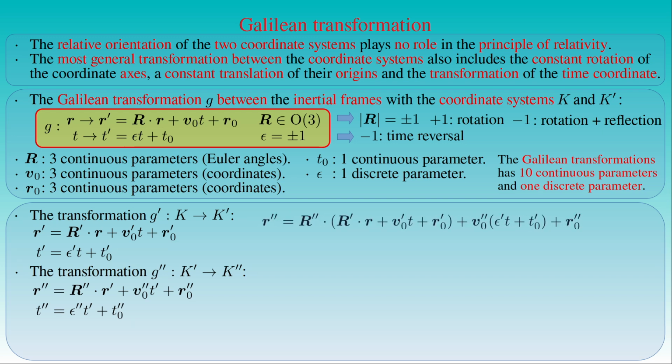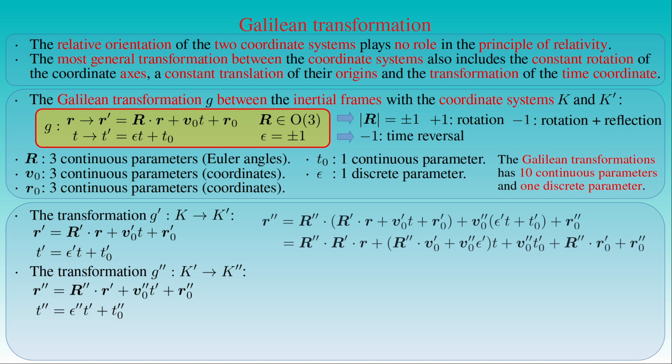Let us substitute the two equations describing the first Galilean transformation into the vector r' and the time coordinate t' in the vector equation of the second Galilean transformation. By removing the parentheses and factoring out the time coordinate t, we can write the right-hand side of the equation as the product of the matrices R'' and R' multiplied by the vector r, plus the sum of R'' times v0' and v0'' times epsilon', times the time coordinate t, plus the vector sum of three constant vectors: v0'' times t0', R'' times r0', and r0''.